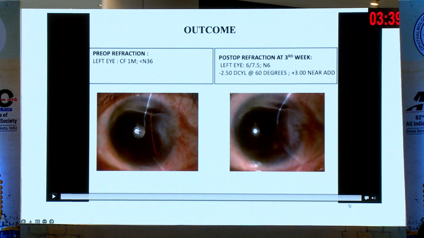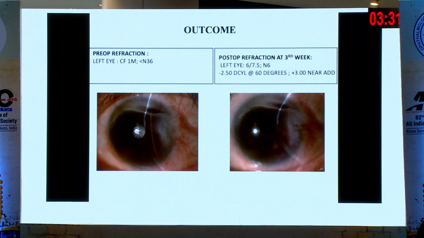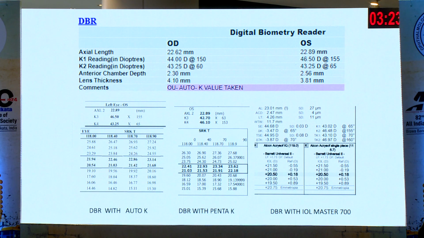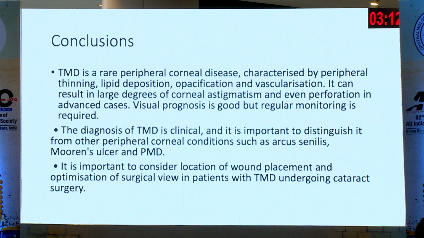This is the way that the cylinder reduced, and the vision rehabilitation was very gratifying for the patient. Improved from counting fingers to almost 6/6. These are the pre-operative images. The section was closed with a couple of sutures. In this patient, the DBR was calculated by multiple techniques, with the auto K and the Pentacam. Thankfully, they were all coinciding. So finally, the Pentacam DBR was taken and the patient was implanted with the appropriate lens.